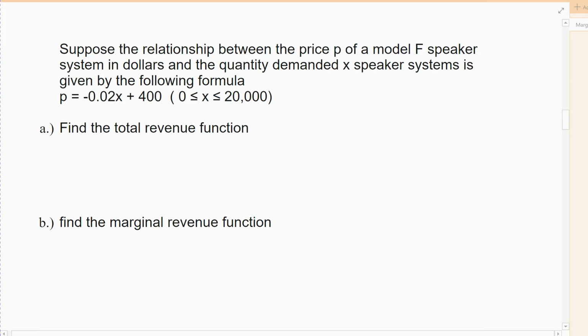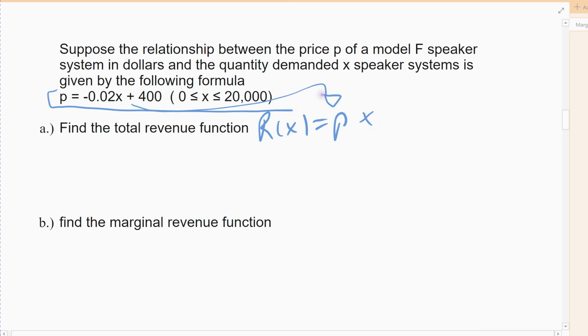So second example is marginal revenue. Suppose the relationship between the price of a Model F speaker system, a big system if you're doing your living room and putting in a speaker system, and the quantity demanded for x systems is given by this price demand equation, with its domain. Find the total revenue. So remember, revenue is price times quantity.